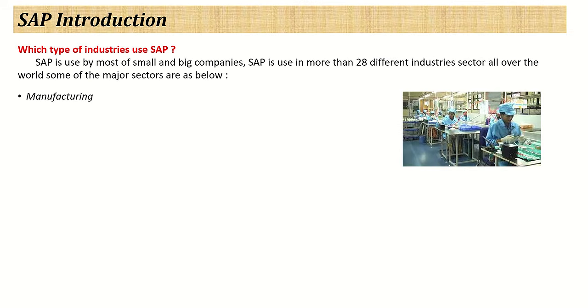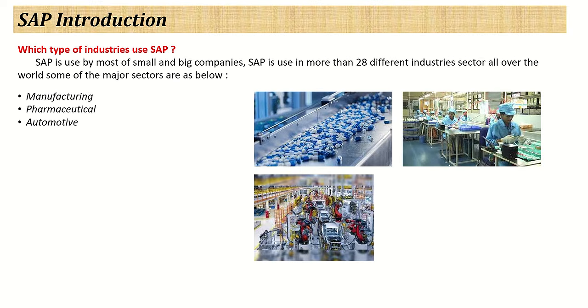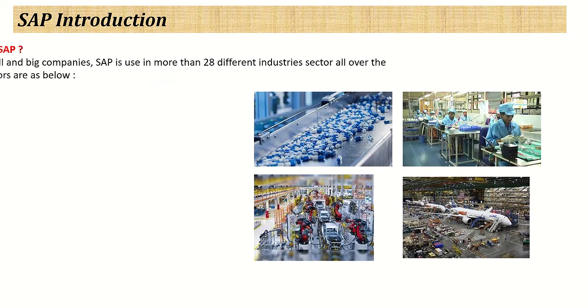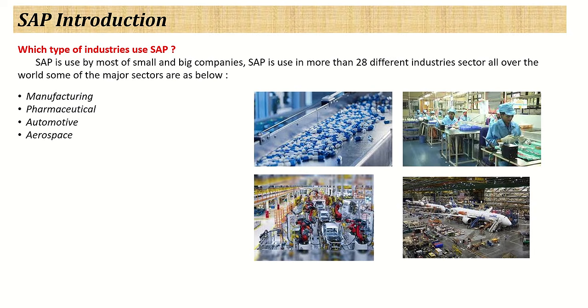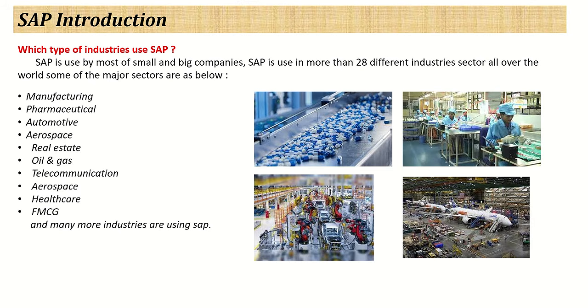So now let's see which types of industry are using SAP. SAP is used almost by all the small and the big companies. In more than 28 different industry sectors, SAP is used worldwide. So one example is a manufacturing company. They use SAP to manage all the operations. Then we have the pharmaceutical company. Then next, the automotive industry. Then we have aerospace. Like this, there are many industries where SAP is very easy to use and it is running successfully.